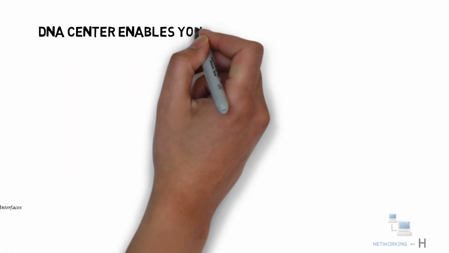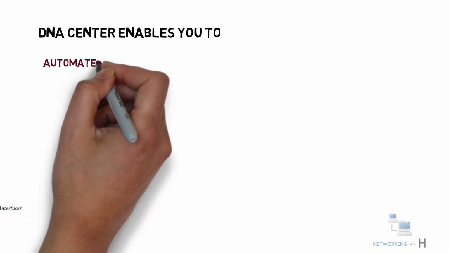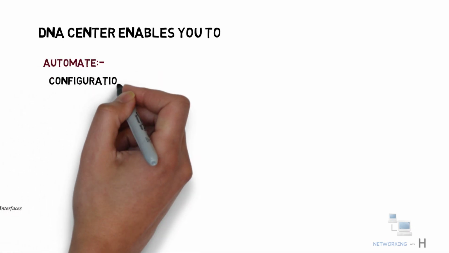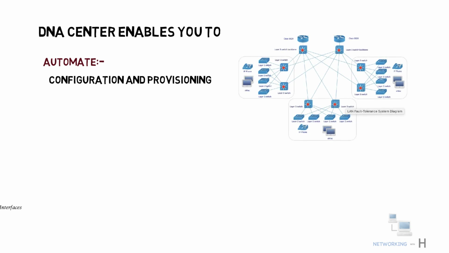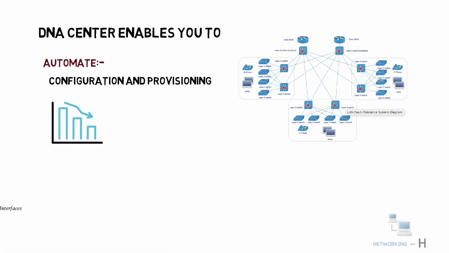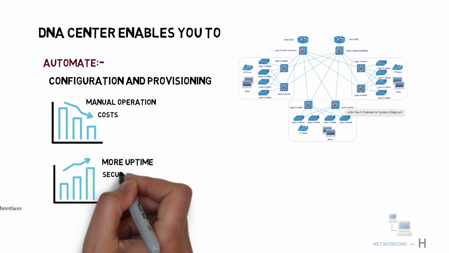Cisco DNA Center enables you to do a lot of things, such as automate. It allows configuration and provisioning of thousands of network devices across your enterprise in minutes, not hours. Automation reduces manual operation and the cost associated with human errors, resulting in more uptime and improved security.